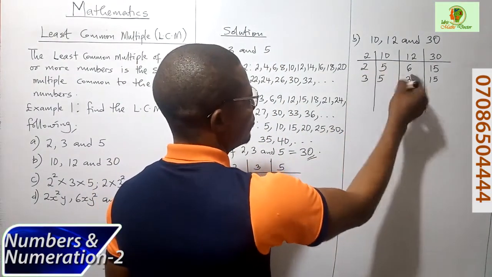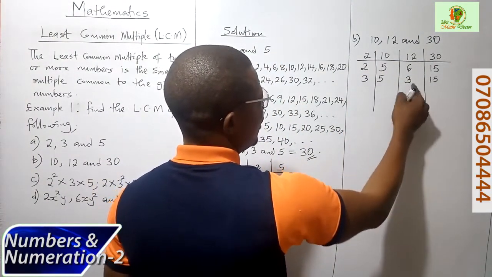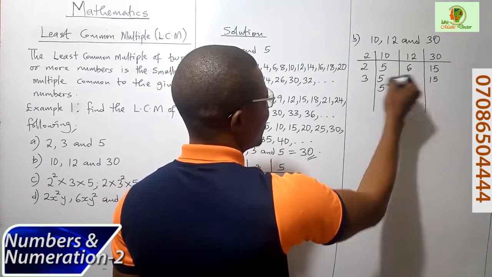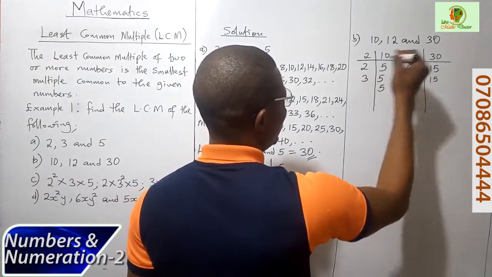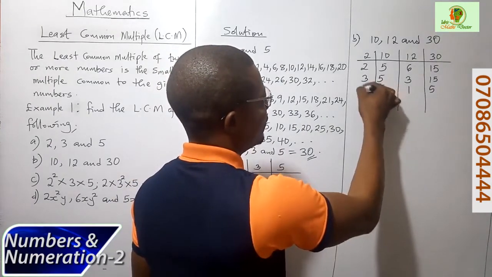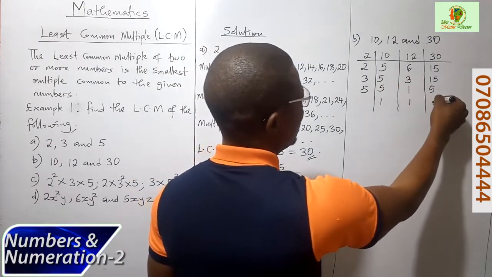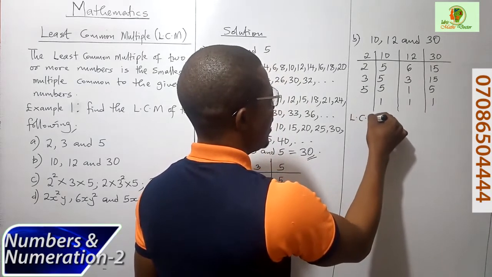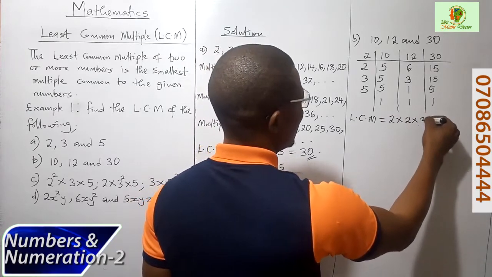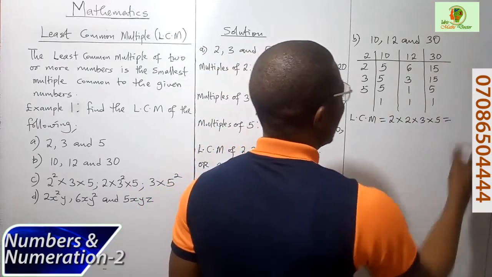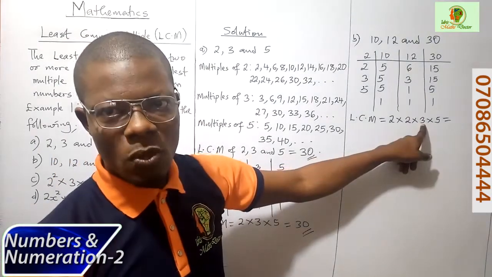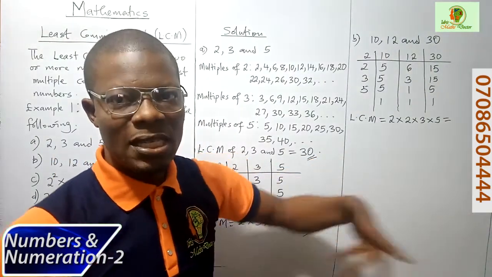3 can go because we have this and this. Even if it's only this, we are going to use 3 now. So 5, 3 divided by 3 is 1, and 15 divided by 3 is 5. We use 5. That gives us 1, 1, 1. So the LCM is equal to what? 2 times 2 times 3 times 5. And that is what? 2 times 2 is 4, 4 times 3 is 12, and 12 times 5 is 60.